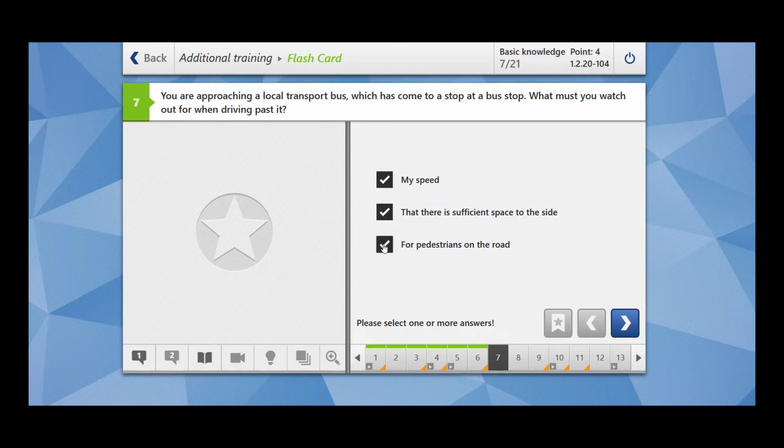For pedestrians on the road, this is also correct, because there could be pedestrians who want to alight from the bus, who want to board the bus, right? Or who just want to cross in front of the bus or behind the bus. So you have to be extra careful.